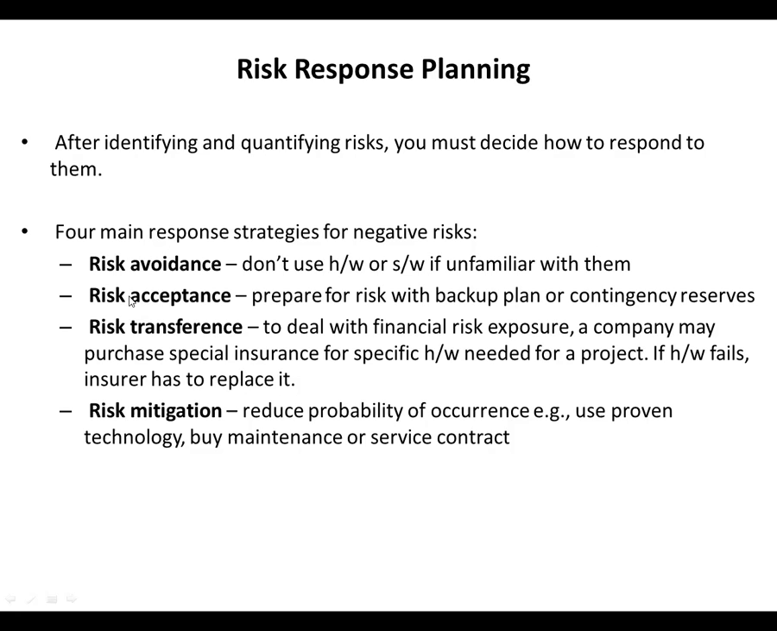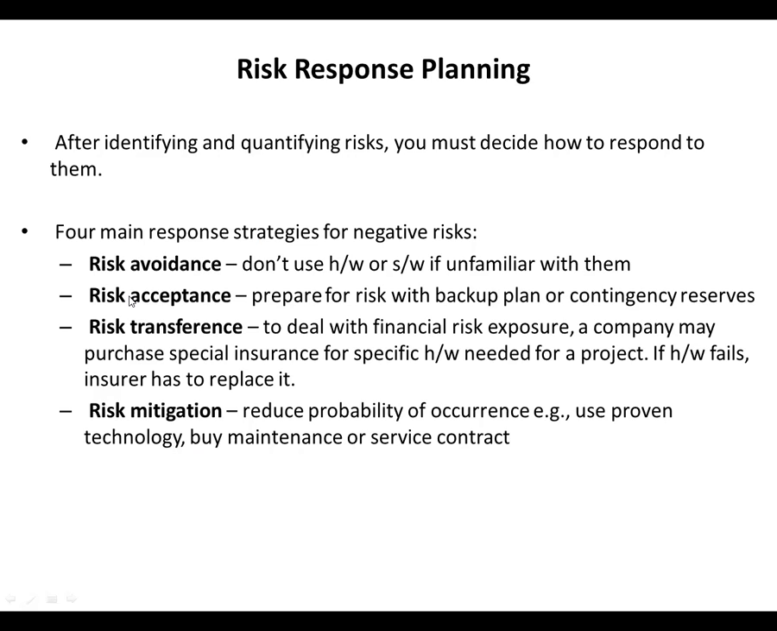And risk mitigation is the fourth response strategy. Here we reduce the probability of occurrence. We use proven technology, and we buy maintenance or service contracts. Then we mitigate the risk. We have reduced the probability of occurrence. When you use proven, widely used technology, most of the bugs in those technologies are resolved. So there's a low probability that there would be problems in the technology used. That's how we can mitigate the risk.